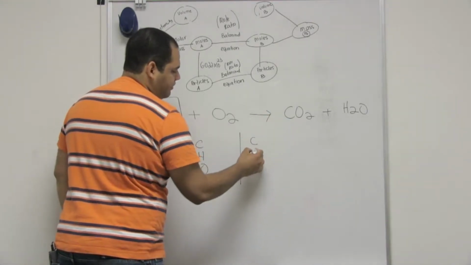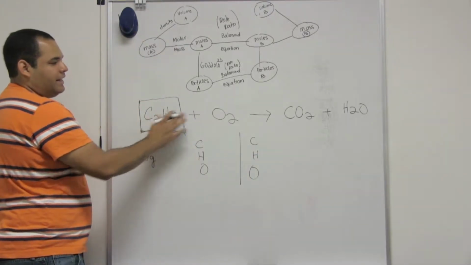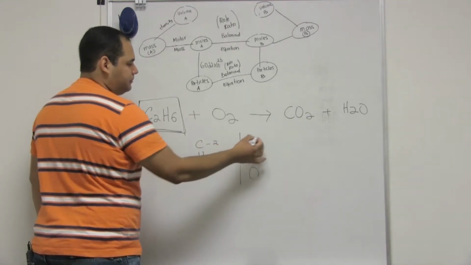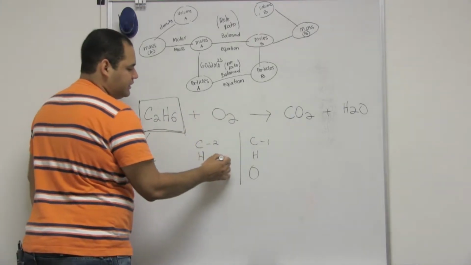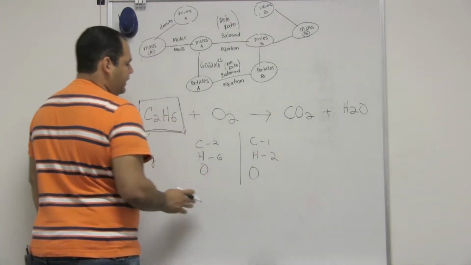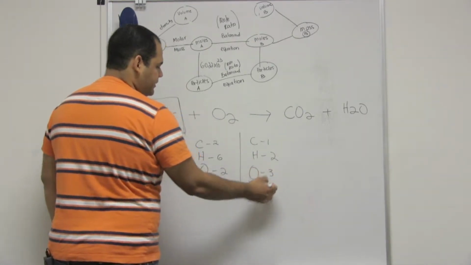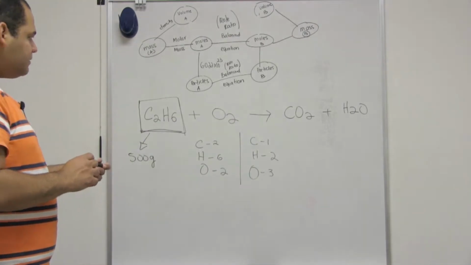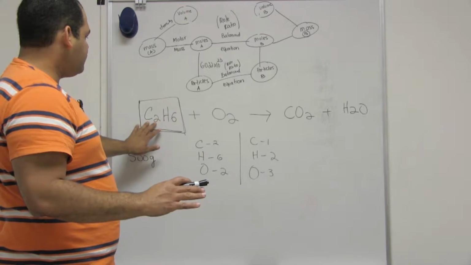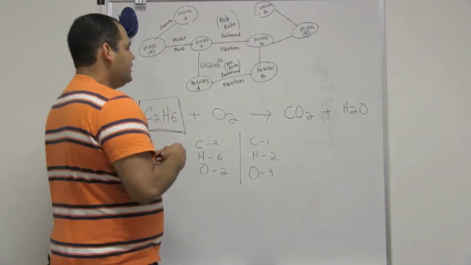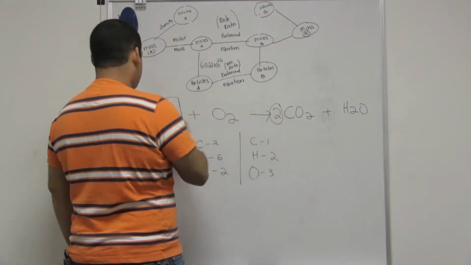On the product side, I have carbon, hydrogen, and oxygen. I have 2 carbons on this side, and I have 1 carbon on the other side. I have 6 hydrogens on this side and 2 hydrogens on the other side. And I have 2 oxygens on this side, and I have 3 on the other side. Because oxygen is by itself, I'll leave it to be balanced last. So I know that I have 2 carbons, and I'm going to start with carbons. I'm going to place a 2 here. So now I have 2 carbons and 2 carbons.